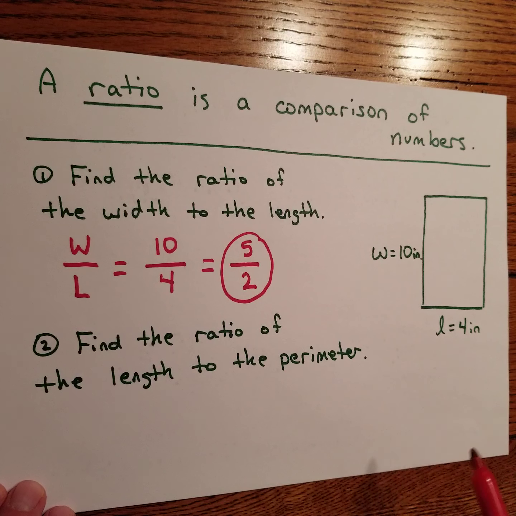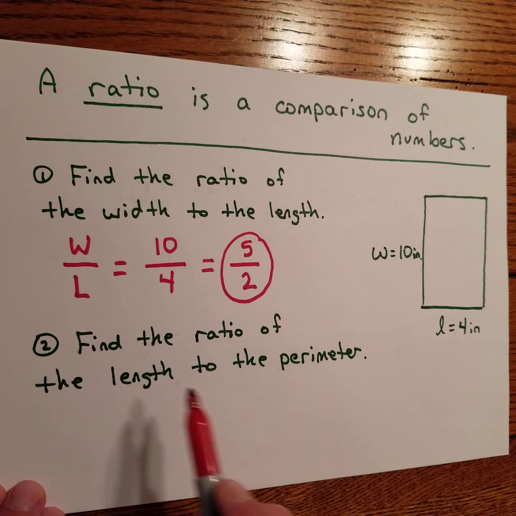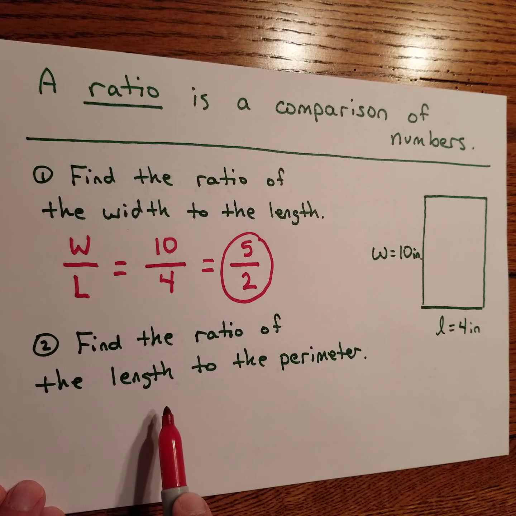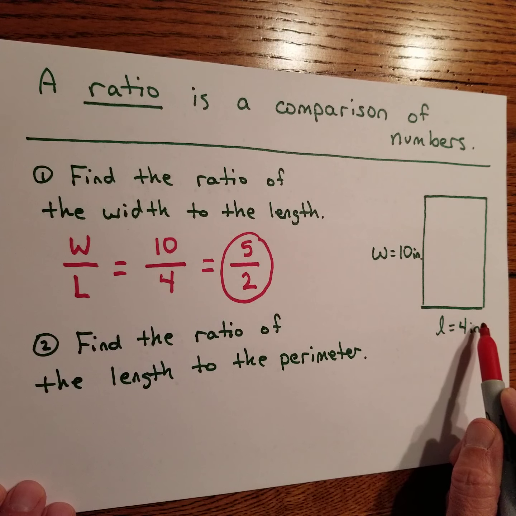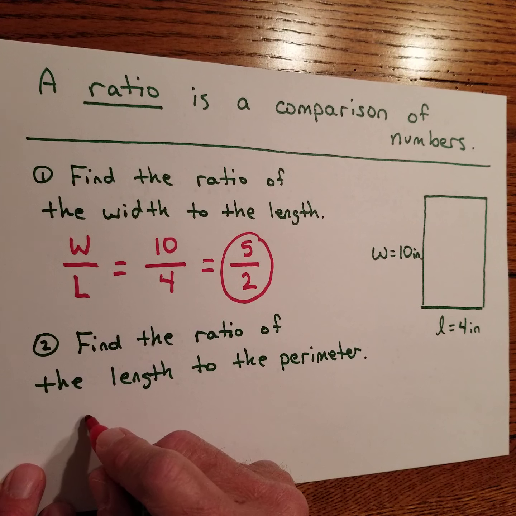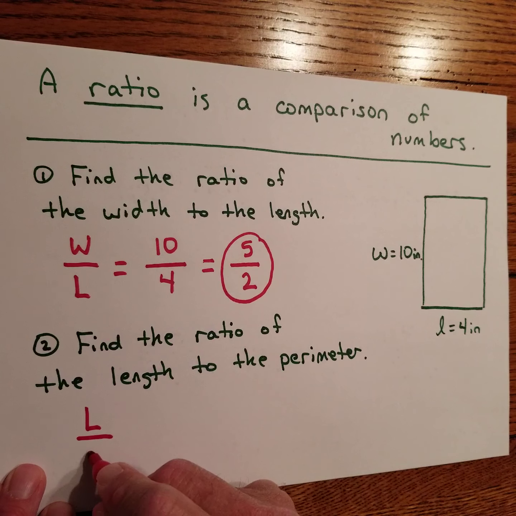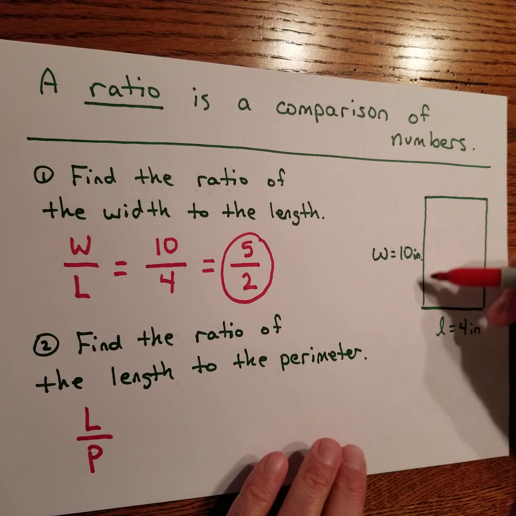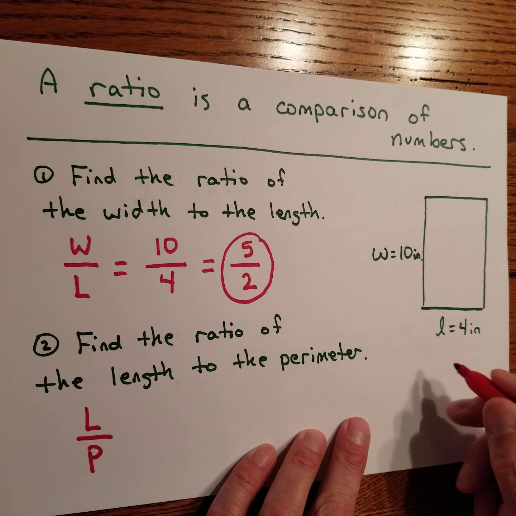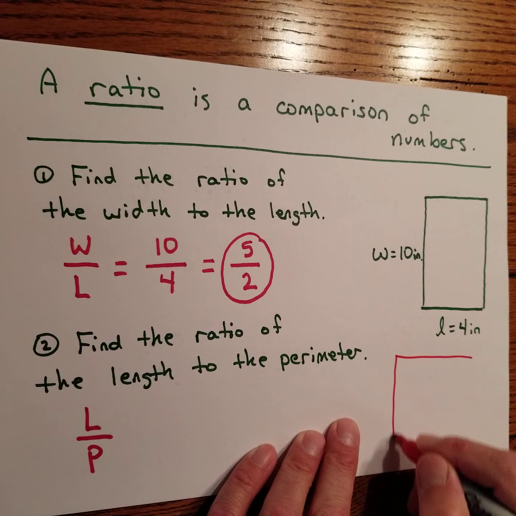Problem number 2 has an extra hidden step. Find the ratio of the length to the perimeter. I can look at the rectangle and see what the length is. I'm supposed to compare the length to the perimeter. Well, perimeter means the distance around the outside of the rectangle. Let's do a little scrap work.